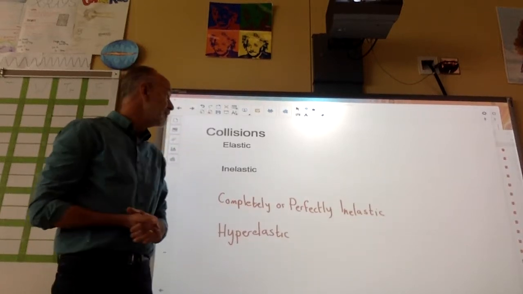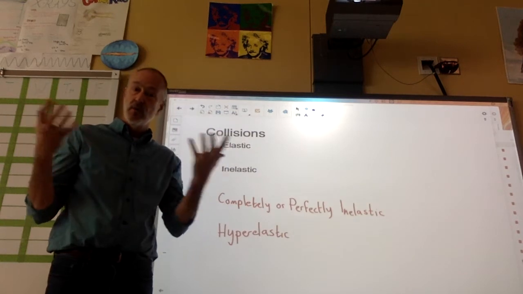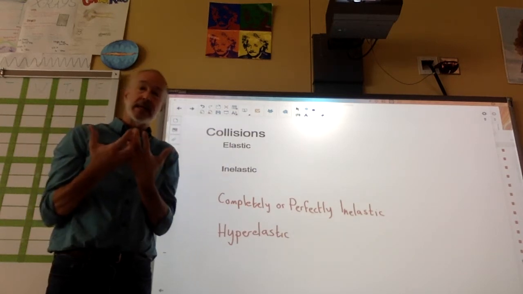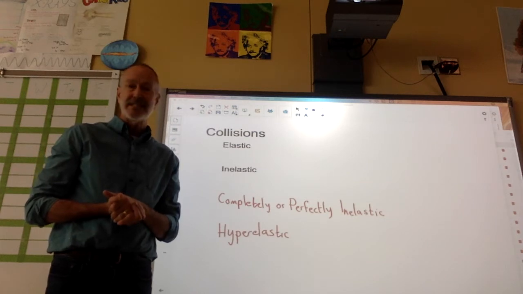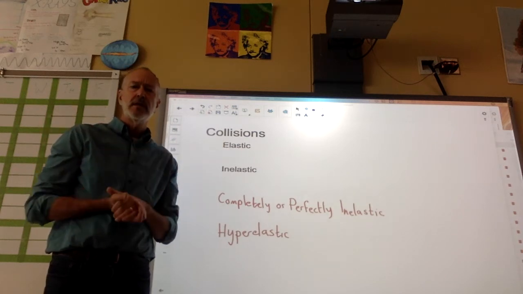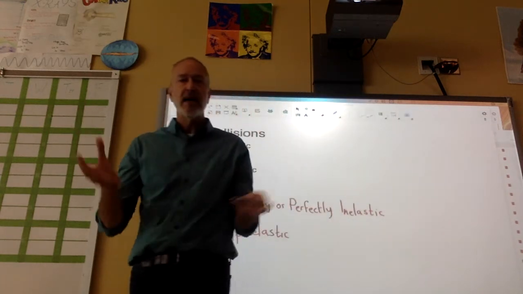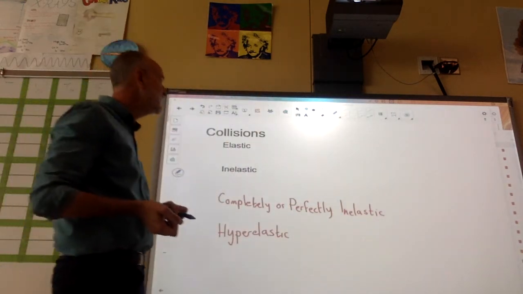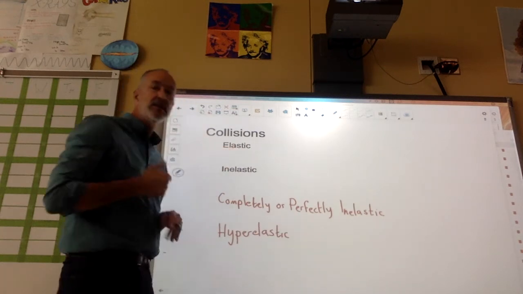I'm going to talk about the major kinds of collisions. A collision is one or more objects coming together and hitting, and then their momentums being exchanged, being transferred. Another way of saying it: the system of objects where there are some internal forces going on. Okay, the first kind is elastic.